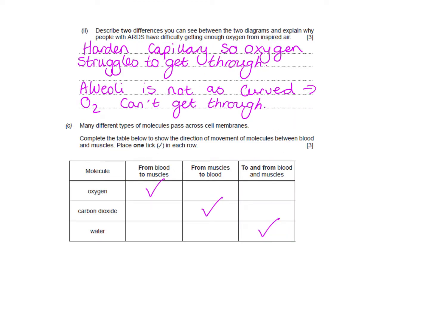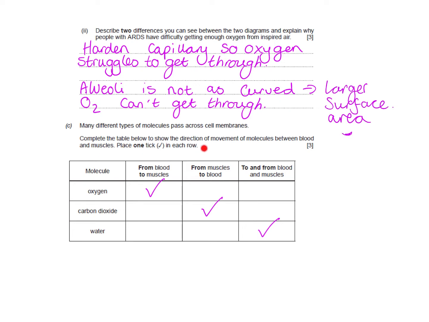Two differences, if you go back to the picture and look: there is hardening in the capillary, so oxygen struggles to get through. The alveoli is not as curved either, so it doesn't have as large a surface area. It's to do with the surface area. The surface area has changed, it's not as large. So it shouldn't fit as much oxygen through, okay?